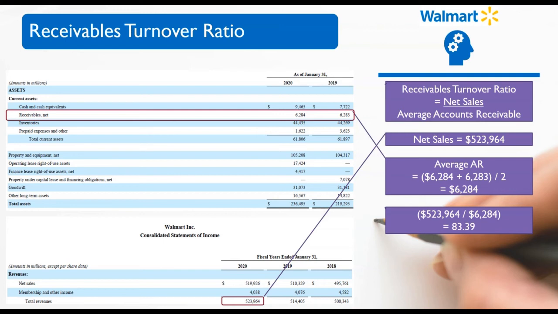Now, what is this telling us? Well, this tells us that Walmart has a relatively small accounts receivable balance as compared to its sales. For example, Walmart turns its receivables balance approximately 83 times a year. When we compare this to Amazon, we can see that Walmart's receivables turnover ratio is higher, which makes sense considering that the majority of Walmart's sales are still made in its physical stores. In other words, Walmart is more efficient than Amazon when it comes to collecting its receivables balances.